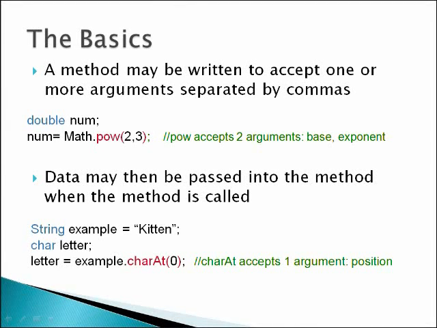Data may then be passed into the method when the method is called. An example of this would be to declare a string called example with the value kitten. Letter is a char variable which is declared and then set equal to example.charAt of 0. charAt accepts a single argument which is position.